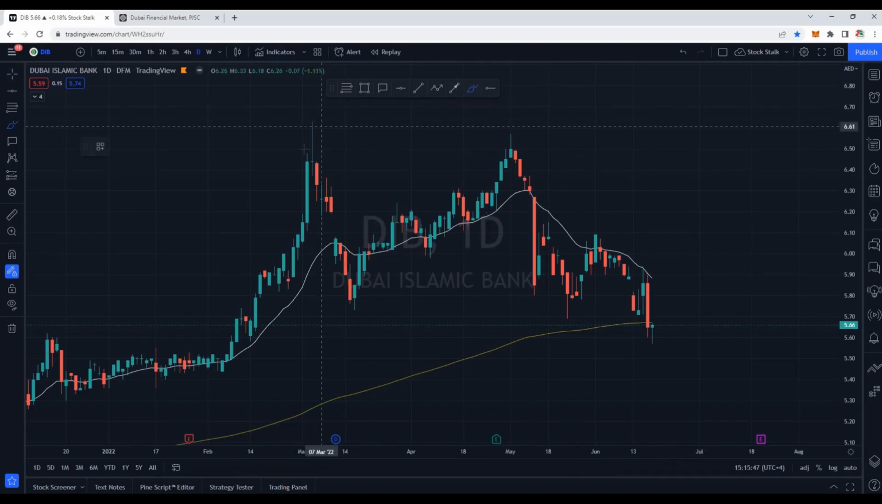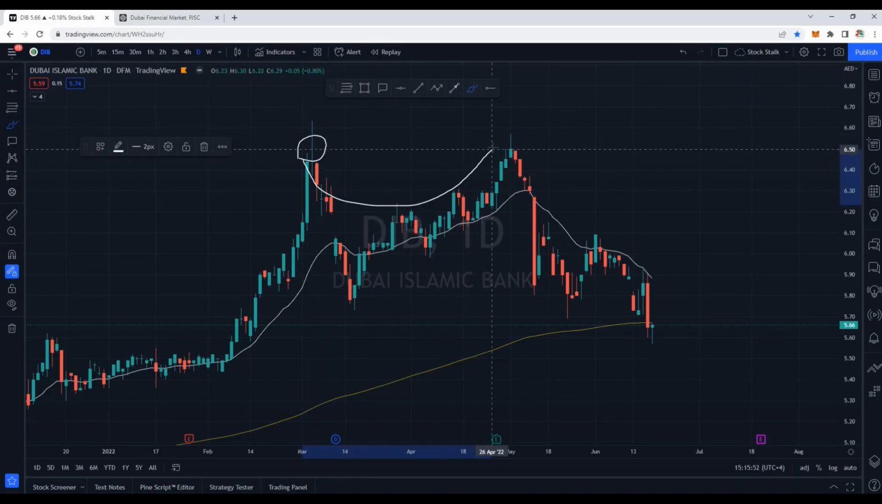Let's talk about DIB. Previously, it tried to cross this zone and got rejected. Again, when it tried for the second time, we can see rejection at the same level. This indicates that selling pressure is still persistent at the same level. This makes a double top, which is a bearish chart pattern.